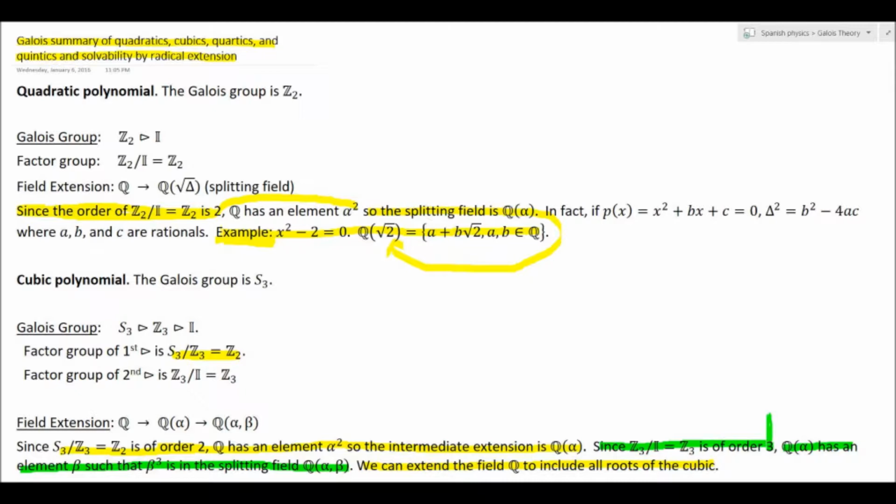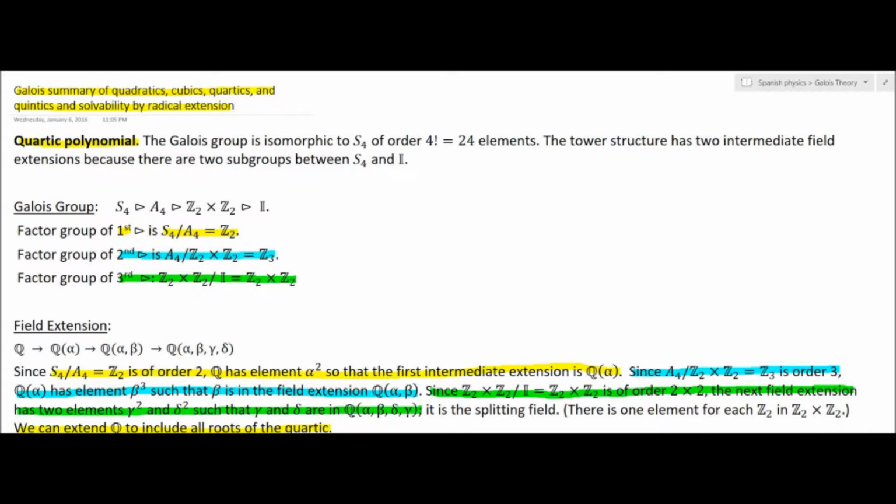For the quartic, it has this tower: S4 to A4 to Z2 by Z2 to 1, the identity. You look at the first ratio, S4 over A4, that's of order 2, so you know there's going to be a number, alpha squared, so that its square root is in the field extension. The next ratio is A4 to Z2 by Z2, and that's Z3, so that tells us that there's a number that if you cube it, it's rational, and so it's going to be in the field extension. And then you have Z2 by Z2 over 1. That's like having a pair of numbers, gamma squared and delta squared, so that gamma and delta are in the field extension.